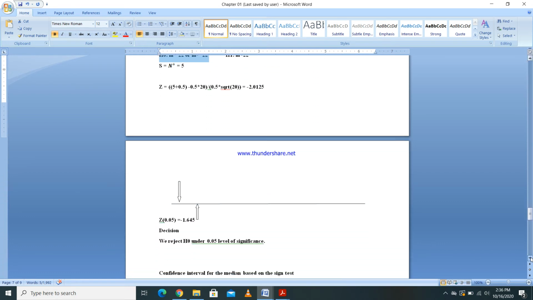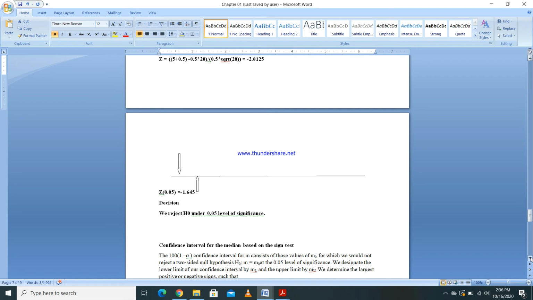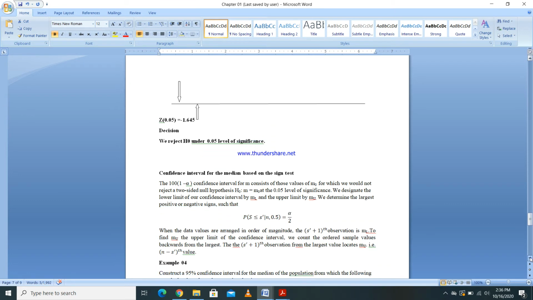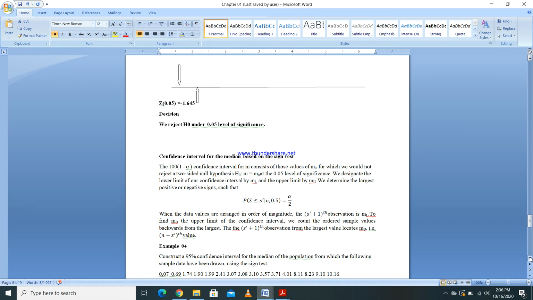So using the large sample approximation, you can make inferences using the one sample sign test. Using this sign test, we can also find confidence intervals, right? Now, when you take alpha as 0.05, 1 minus alpha is 0.95. When you multiply 0.95 by 100, that is 95%.